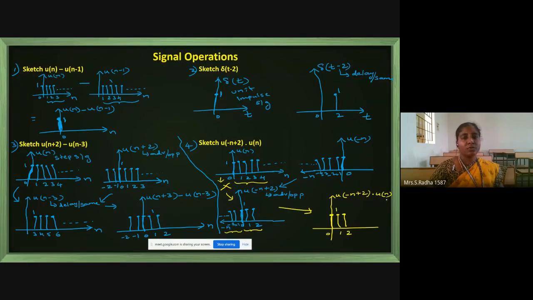After 2, the first diagram has pillars with amplitude, but the second diagram is 0 after 2. So after 2, there are no pillars in the final diagram. This is the final answer, u of minus n plus 2 into u of n. We are multiplying the respective points.